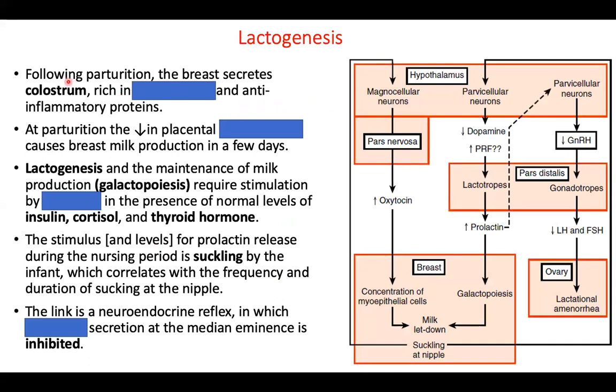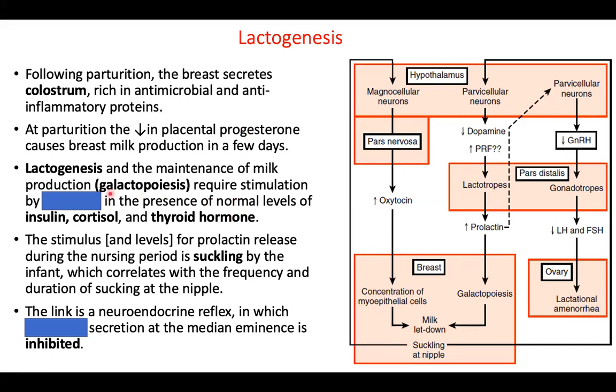I told you that at parturition, the first time a woman breastfeeds, she's going to release colostrum. It's rich in what? Something for the baby. Good, antimicrobial. Parturition means delivery or labor. A decrease in placental progesterone causes breast milk production in a few days. Yes, decrease in progesterone.